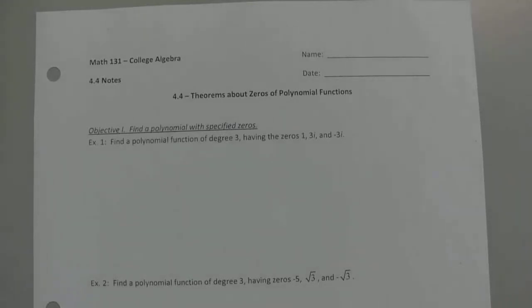Yesterday when we did section 4.3, we were doing division, whether that was long division or synthetic, and finding out factors and zeros, and if they were factors, if they were zeros, and so forth. Today we're actually going to go backwards. They're going to give us the zeros and the factors, and we're going to come up with a polynomial.